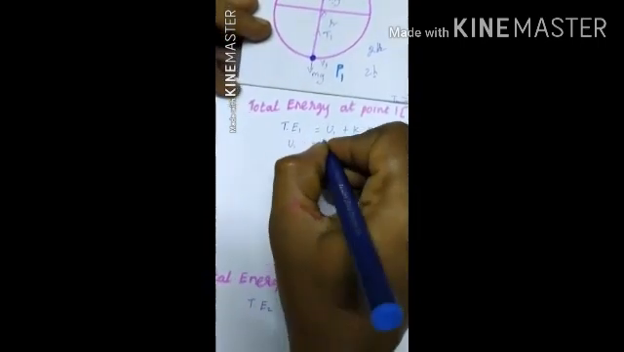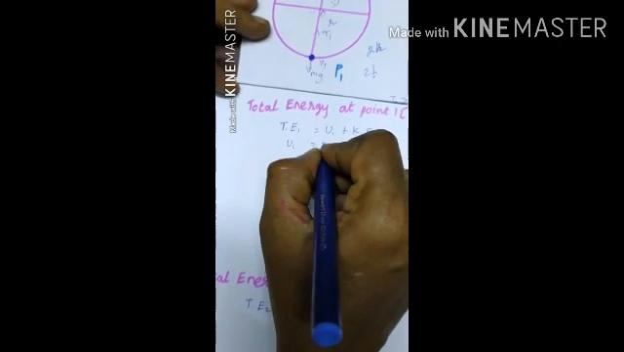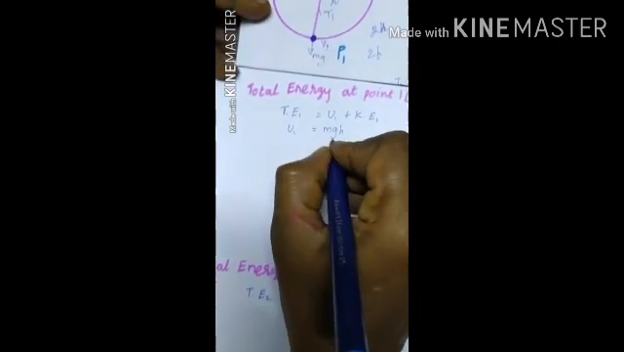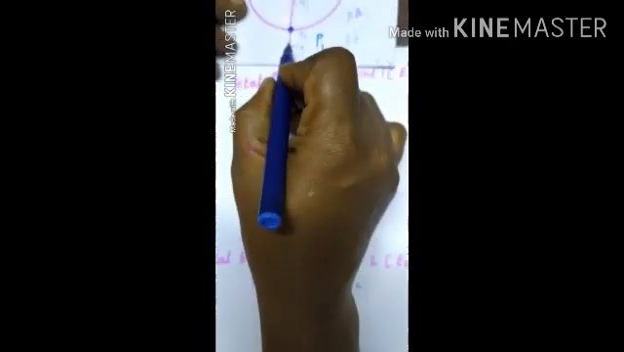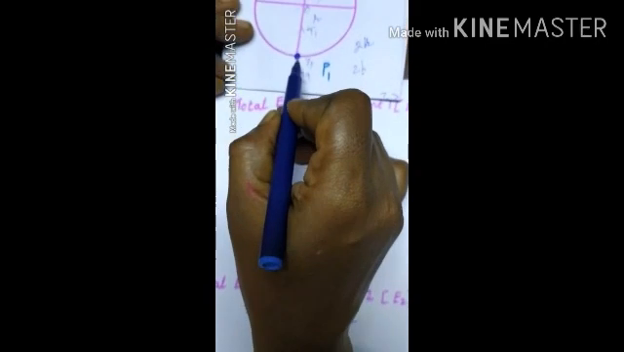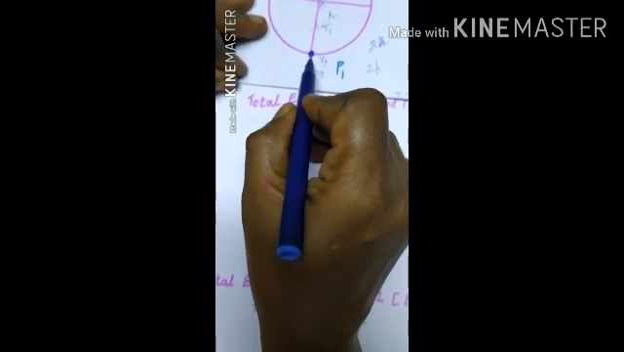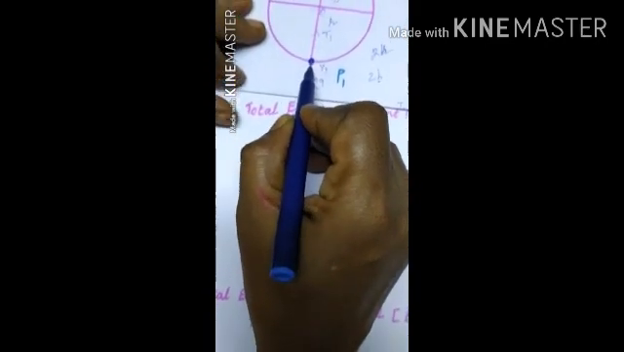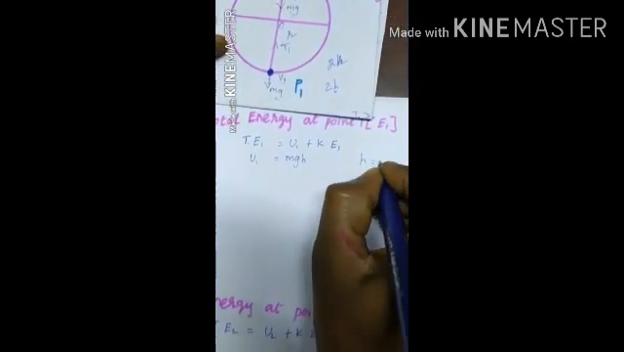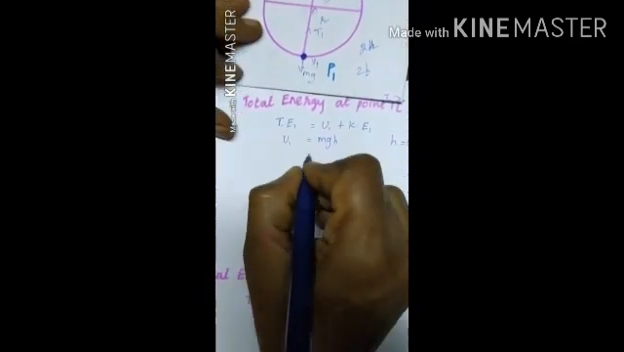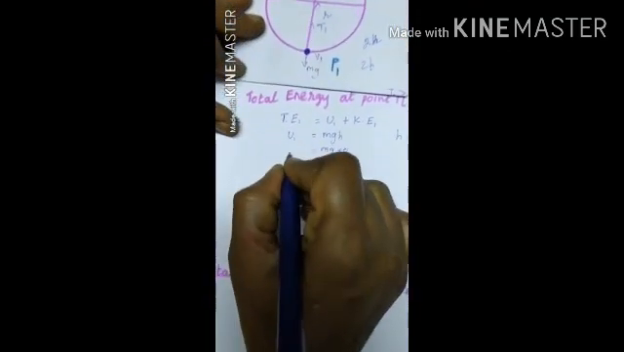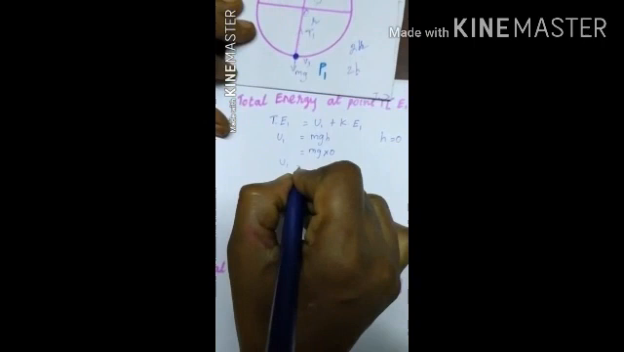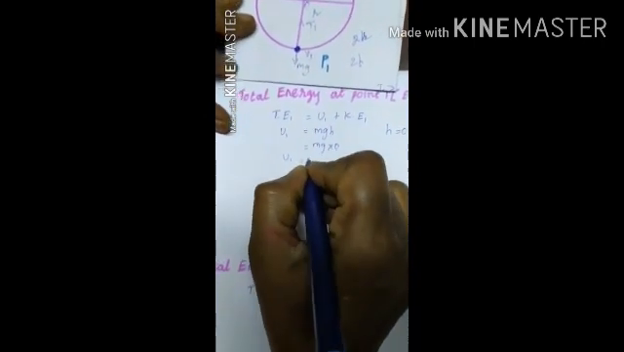So U1 is equal to, what is the formula for potential energy? mgh. m is the mass of the object, g is acceleration due to gravity, and h is height of the object. Now with the help of the diagram, we know the height of the object. The object is present at the lowest point, so h becomes 0. So instead of h we are writing 0. So mg into 0. So the total potential energy U1 is equal to mg into 0, which becomes 0.